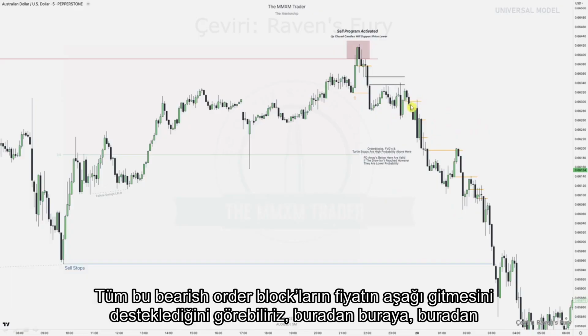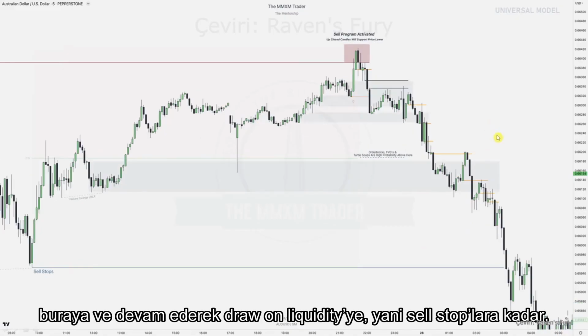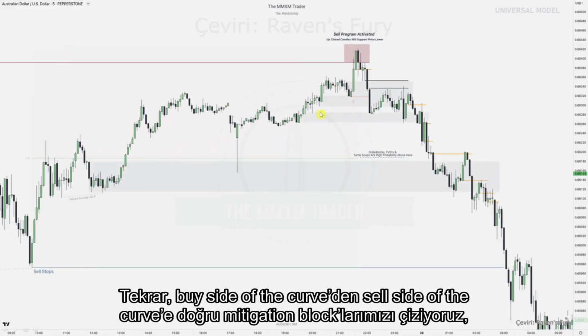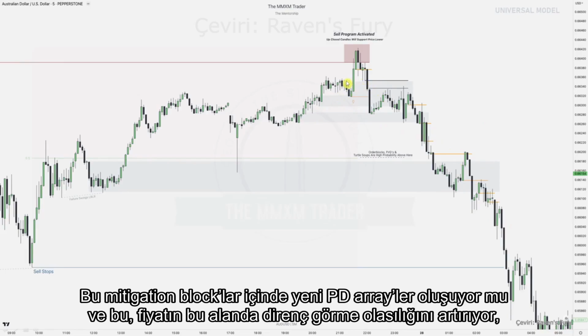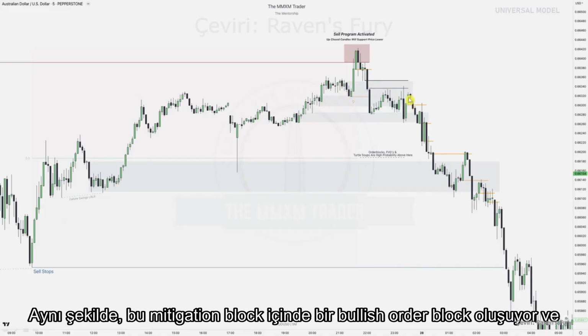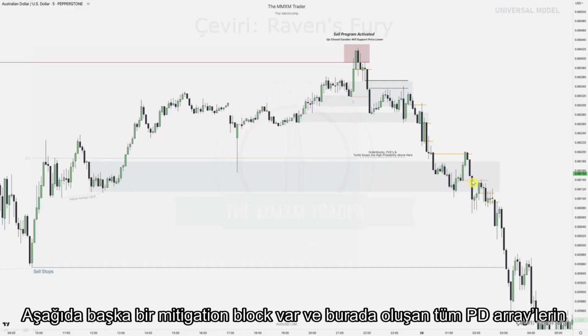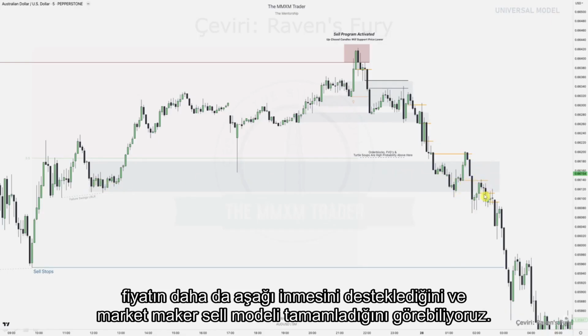We can see all these bearish order blocks supporting price to go down over here too, over here, and so on until we reach that draw on liquidity, those sell stops. Again, outlining from the buy side of the curve into sell side of the curve, our mitigation blocks, right? Are we having new PD arrays formed inside those mitigation blocks and making it higher probability for price to resist that area, right? We have that fair value gap here. Inside this mitigation block, we have this bullish order block being formed inside this mitigation block, and so on over here, mitigation block into this bearish order block again. Down here, another mitigation block, and we can see all these PD arrays formed here are still holding price to continue down lower and complete this market maker sell model.